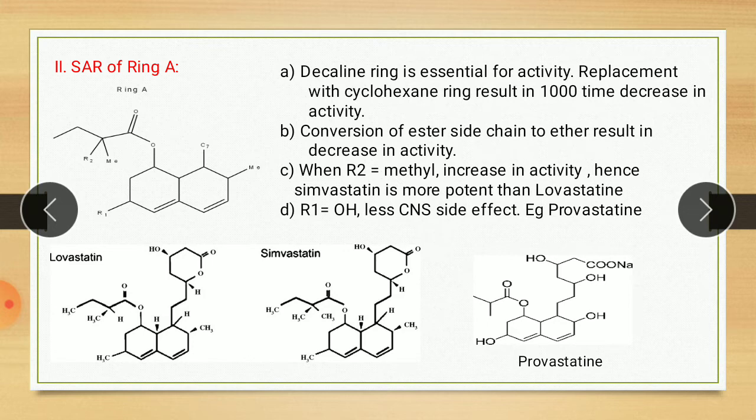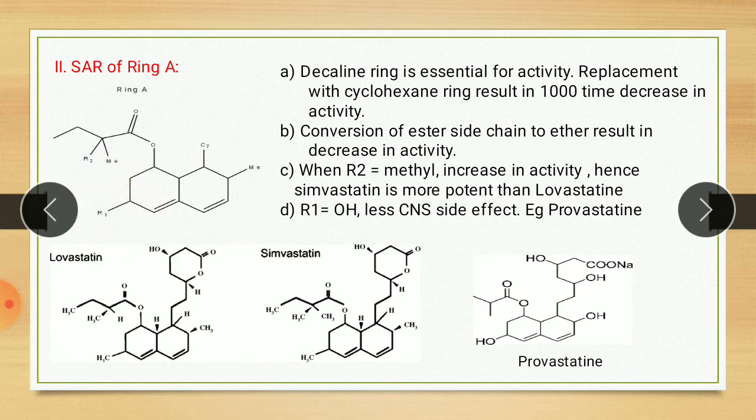Third point, when R2 equals methyl, this one is R2, there is an increase in activity. Hence simvastatin is more potent than lovastatin. In simvastatin R equals CH3, but in lovastatin R equals H. So the compound with a methyl group is more active than the compound containing hydrogen. Therefore simvastatin, which contains a methyl group, is more potent than lovastatin, which contains hydrogen.